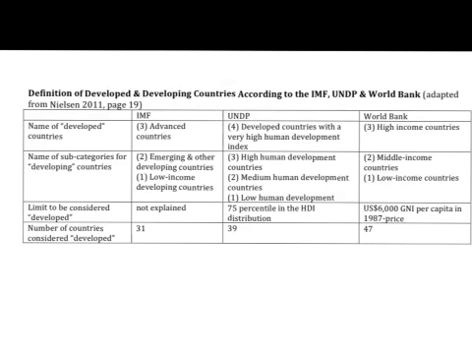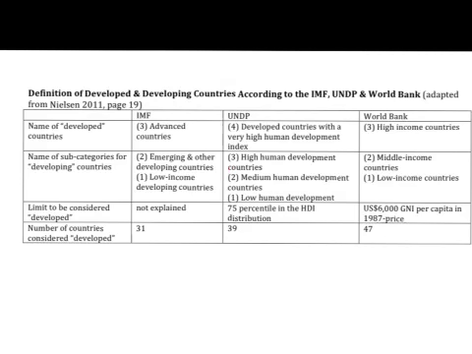I have adapted Nielsen's results, and this is what we see. So let's start at the lower level. So for developing countries, the IMF, the International Monetary Fund, has 2 levels: low-income developing countries and emerging and other developing countries. In terms of developed countries, the IMF names them advanced countries. And we can see right away a difference with the UNDP.